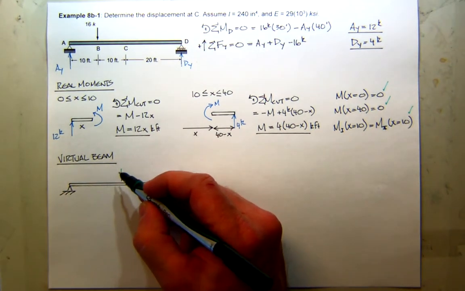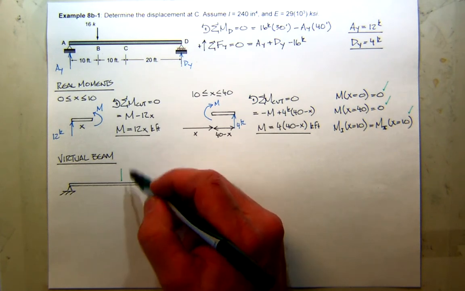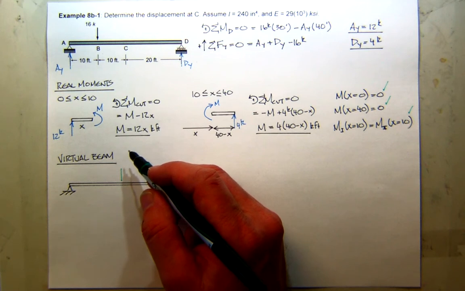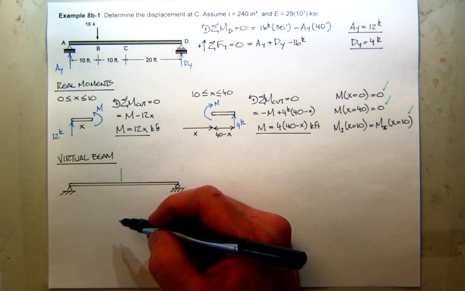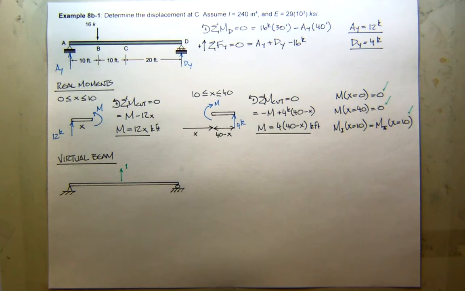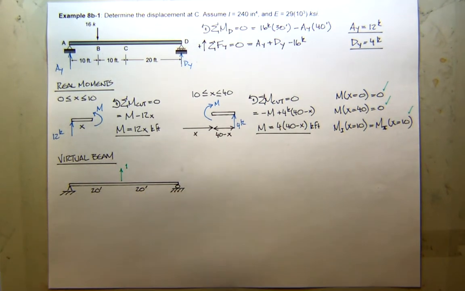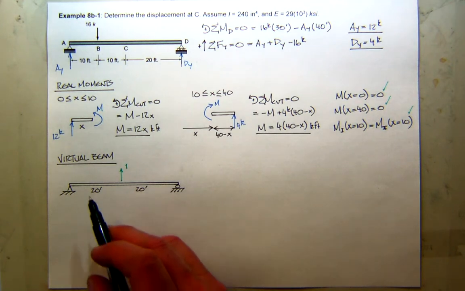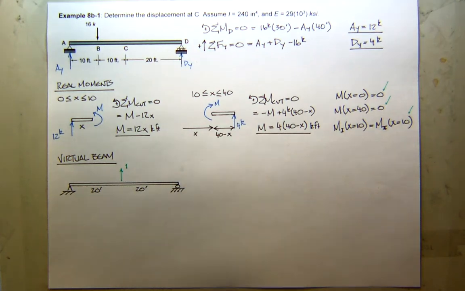Now I have to decide whether I think the displacement's going to be down or up. Now, if you don't like that, always assume your virtual force is up, positive. And when you compute it and you get a negative value, then you know it's actually down. I'll let you guys decide which way you want to go, up or down. Up. So there's my virtual force of 1. It's right in the middle, so this becomes 20 feet and 20 feet. Can I write one expression that's valid for this beam? No. So I have to write a virtual moment that's good from 0 to 20, and then another one from 20 to 40. You guys see that?